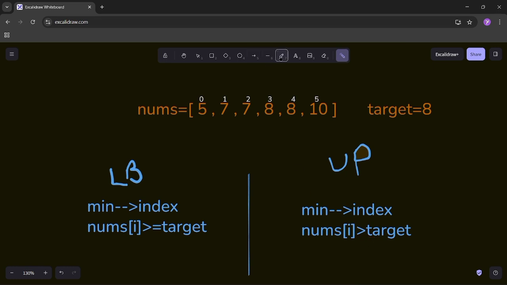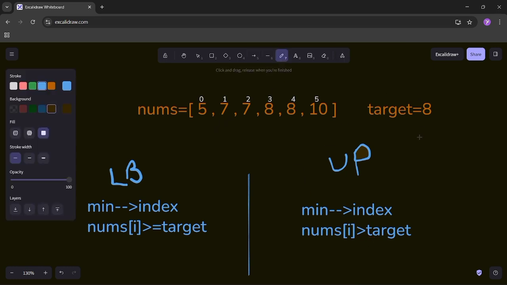So let me explain. For example, if my target is 8 and I point to this number, this would be my lower bound. Why? Because it is greater than or equal to: my nums[i] is equal to target, so it is a lower bound. And if I point to this number, this is the upper bound, because my nums[i] is greater than target and it is the minimum such index.